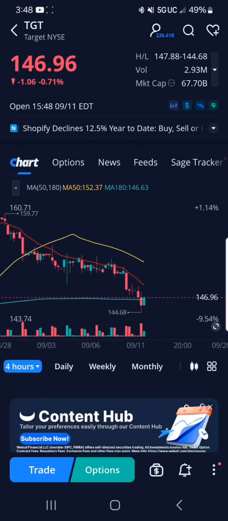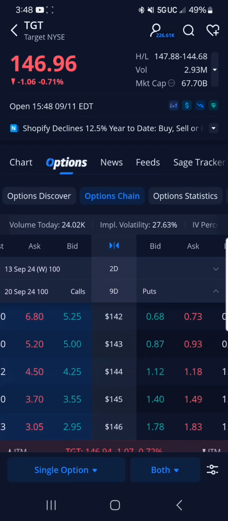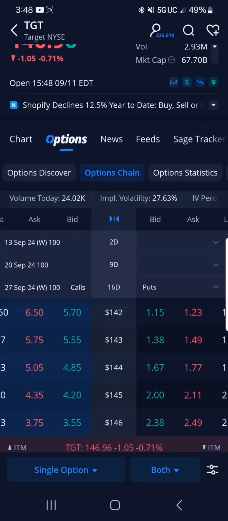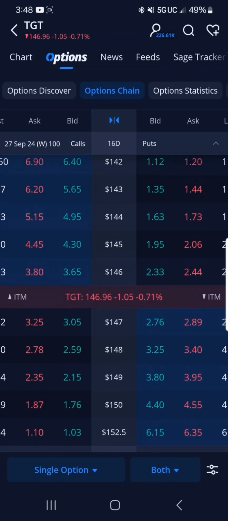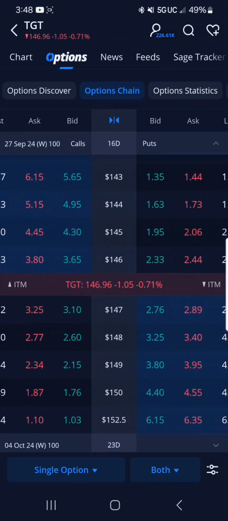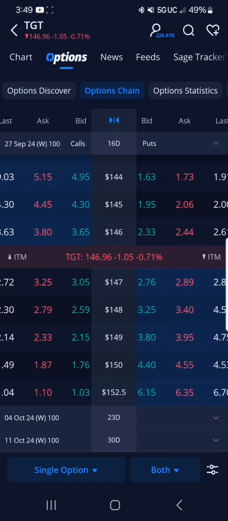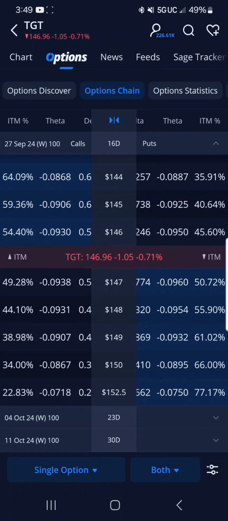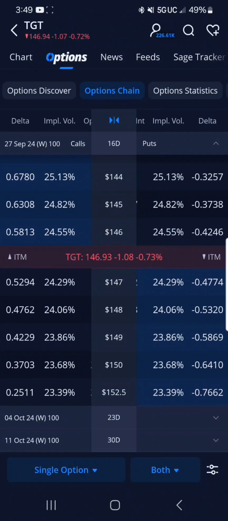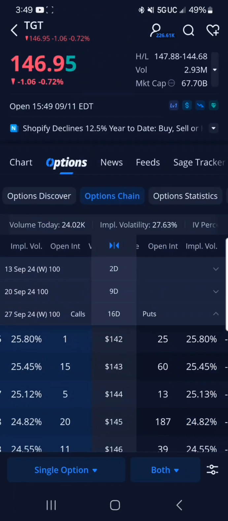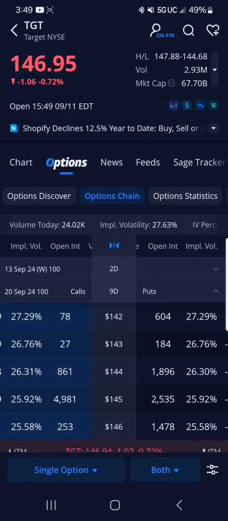So I'm seeing this thing pushing up, so I'm going to go over to options. I want to get a 16-day out contract, but I'm going to have to get so far out of the money because I could only get this one contract and it would be 152.50. So I don't know if I want to go that far out of the money. So instead, I might just sacrifice some time on the contract.